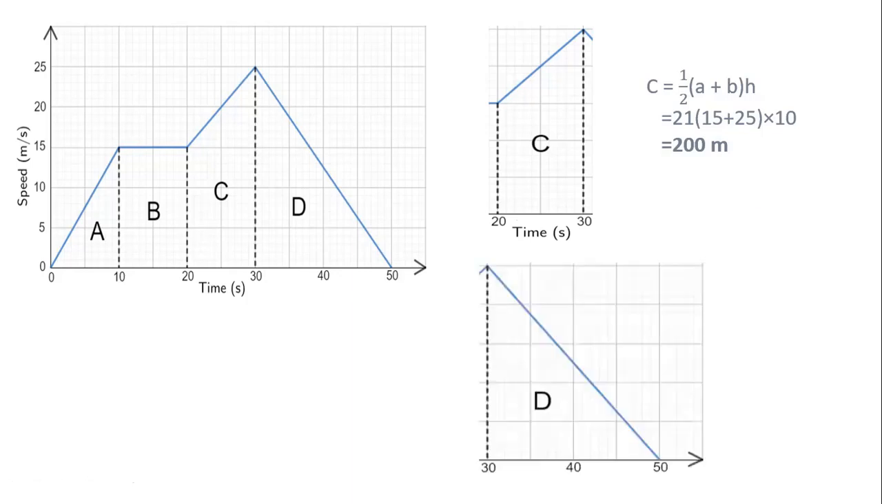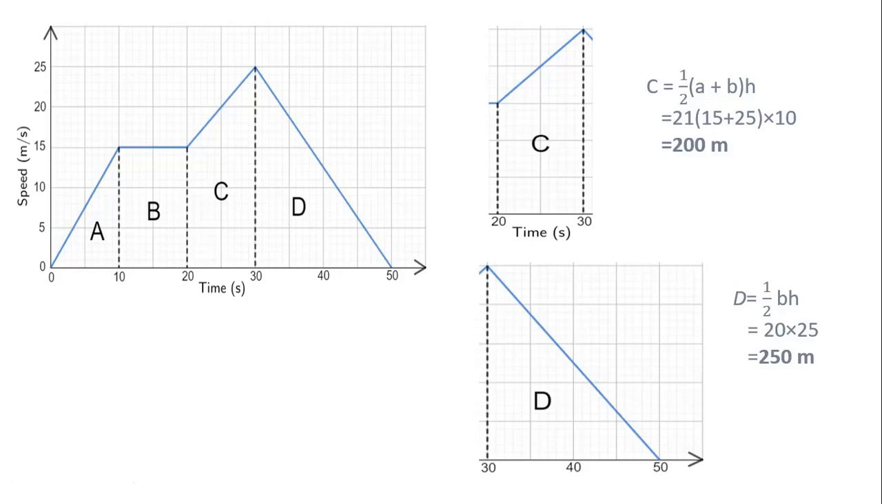Okay, you deal with the right angle triangle now. So also here, the base from here all the way up to here, from 30 to 50. So we just subtract 50 minus 30, which gives us 20. Then from there all the way up to the far end is 25. So this one is going to be half multiplied by base multiplied by height, which will be half multiplied by 20 multiplied by 25, and that gives us 250 meters.